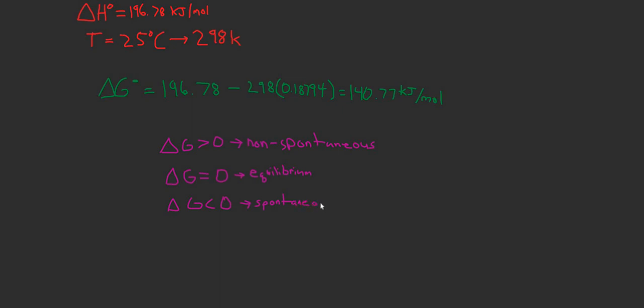In this case, you'll notice that we have a positive value for delta G, which means that our delta G is showing us that the reaction is non-spontaneous. It will not happen on its own, which is very important. So there you go. This is how you use enthalpy and entropy to calculate delta G at a constant temperature.